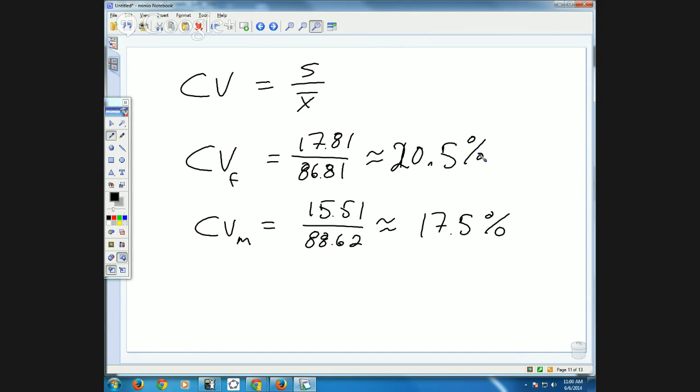But you can't compare the standard deviations directly if the means aren't the same. You got to use what's called the coefficient of variation. There's no button for that on the calculator. No, you just have to do it. So it's coefficients of variation. And that's the way you compare standard deviations from 2 different groups to see if they're different.